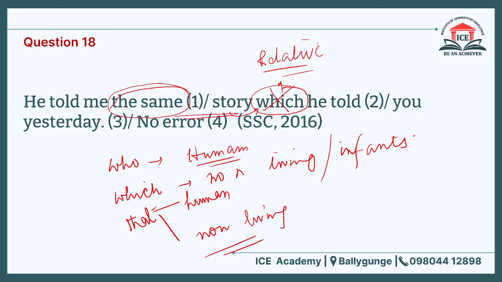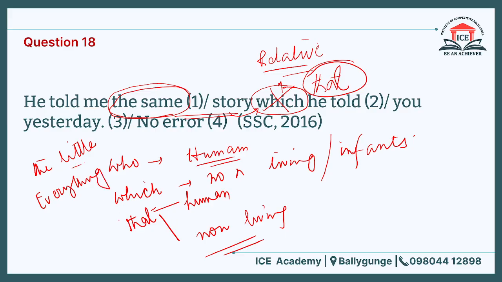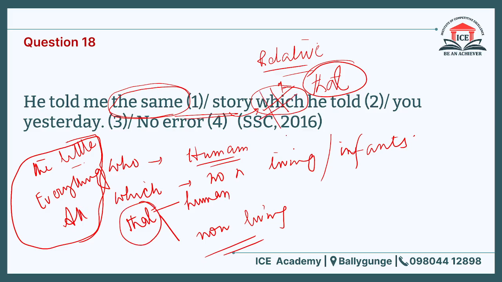In this sentence, the same is the keyword. Whenever you find the same in the sentence and there is a relative pronoun, it should be that, never which. Similarly, if the sentence has the little, everything, or all, these are the keywords which tell us that we have to use that as a relative pronoun and not which. So the second part of the sentence contains an error.